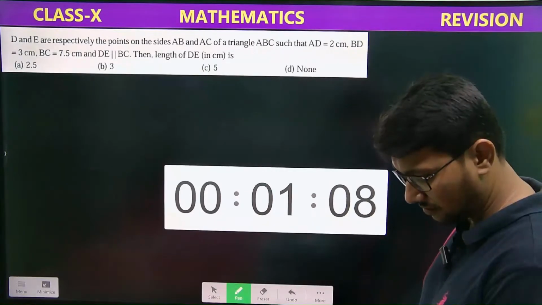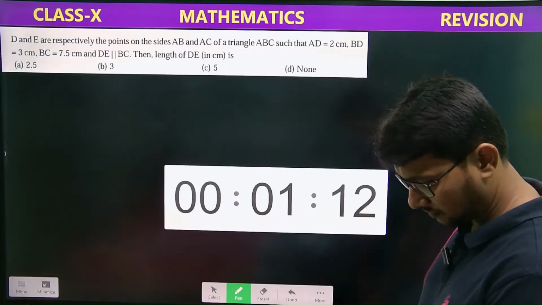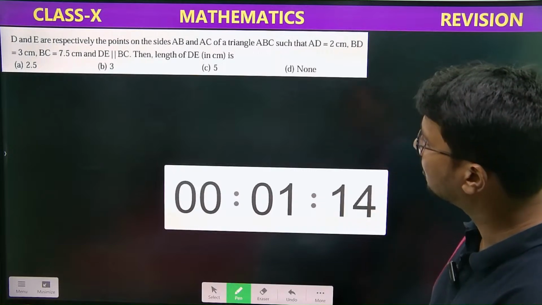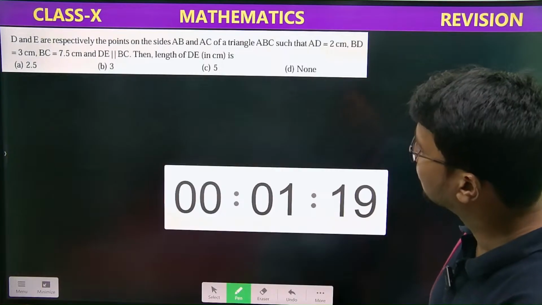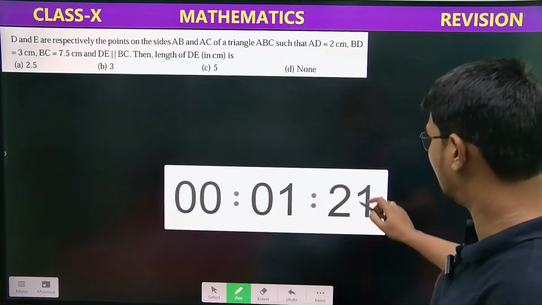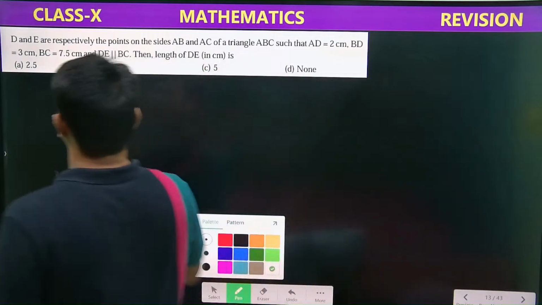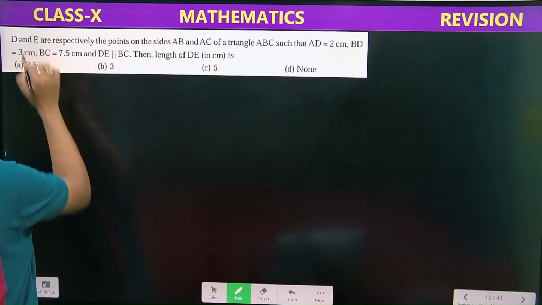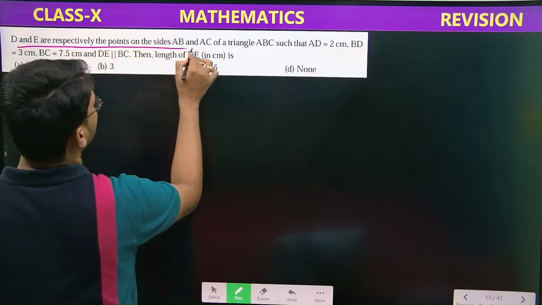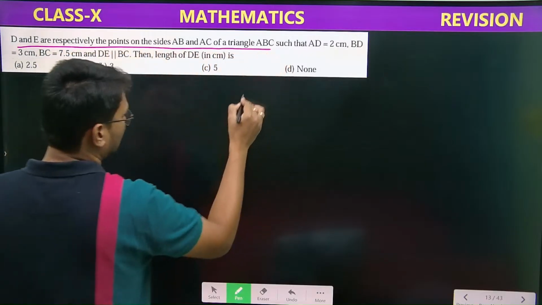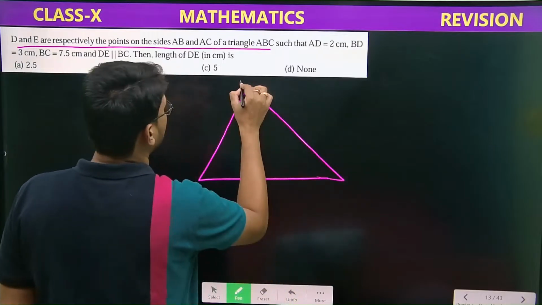Shall I solve now? Solve everyone. Okay, but I am getting a different answer. 3, 5, 3. So that means I have to solve. Okay. Chalo. Next. Now see, it is given D and E are respectively points on sides AB and AC of a triangle ABC. First, draw the triangle. Okay. It is triangle ABC.